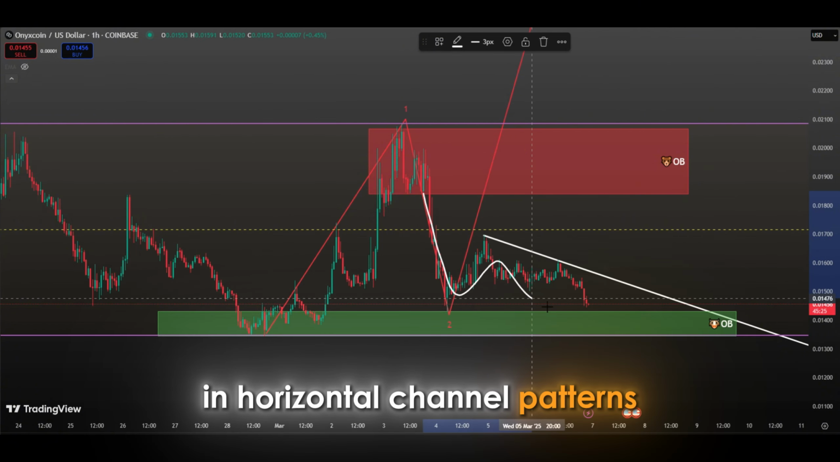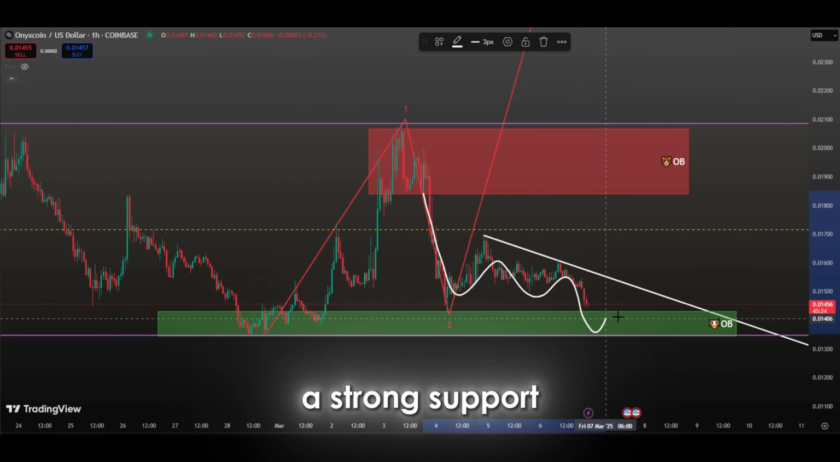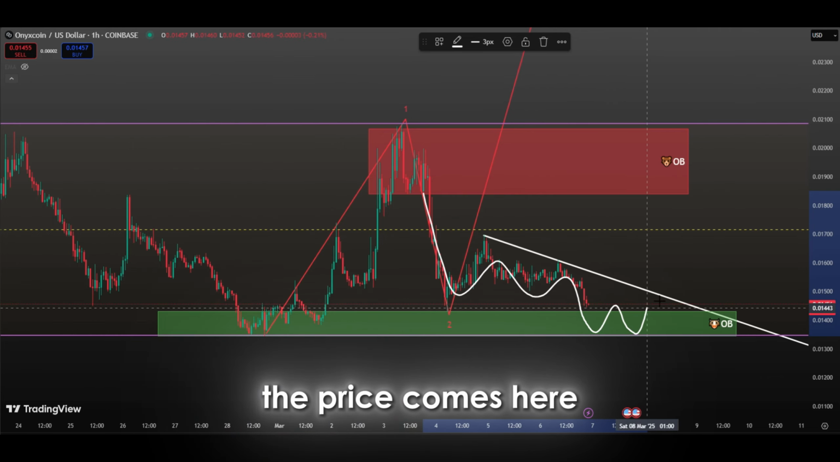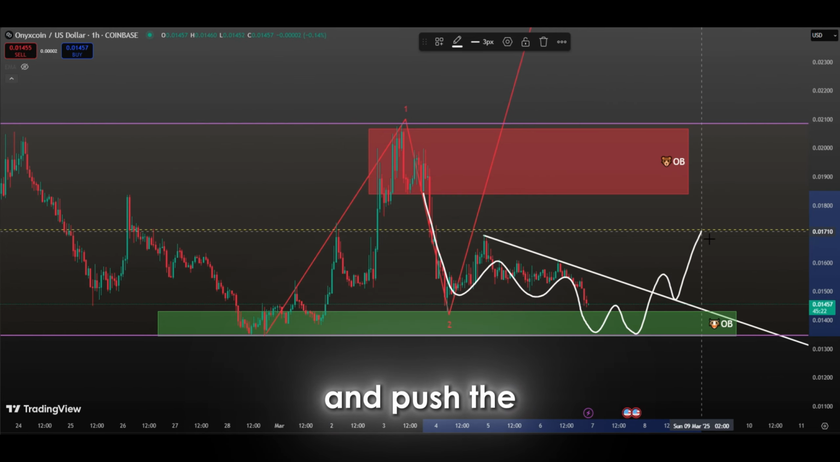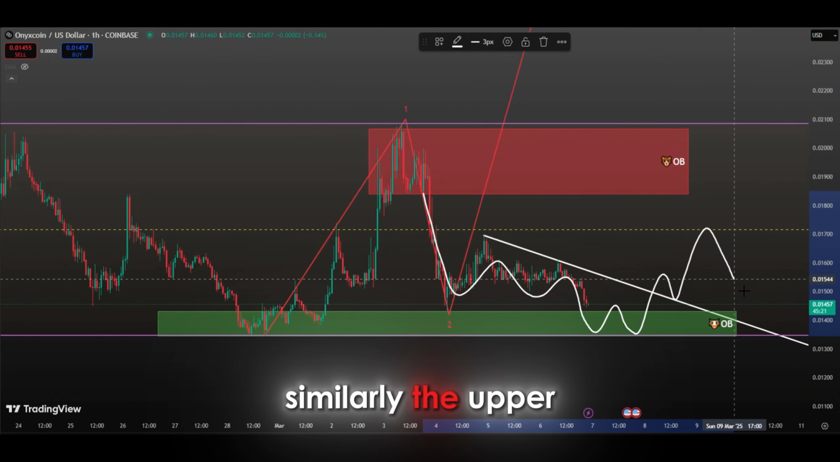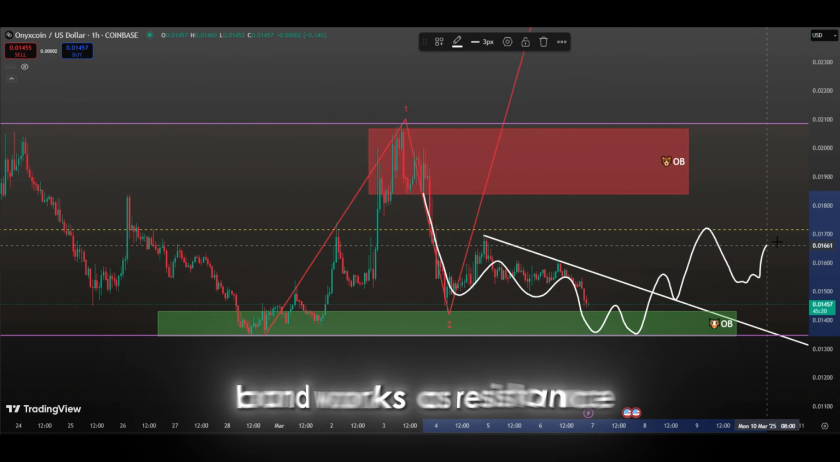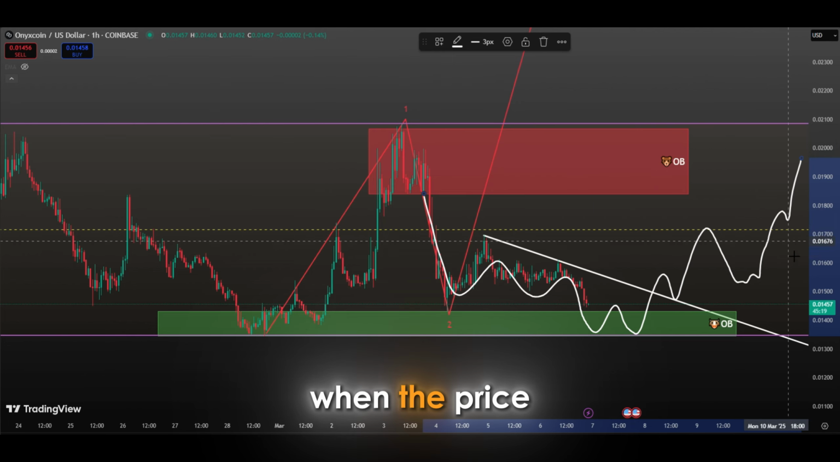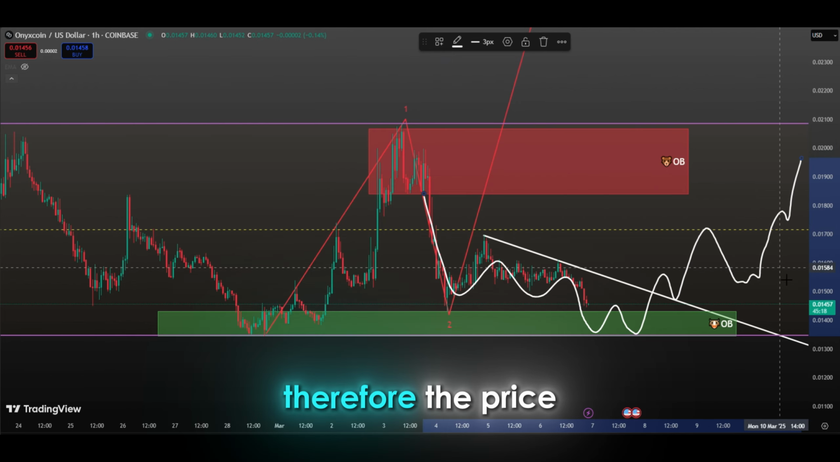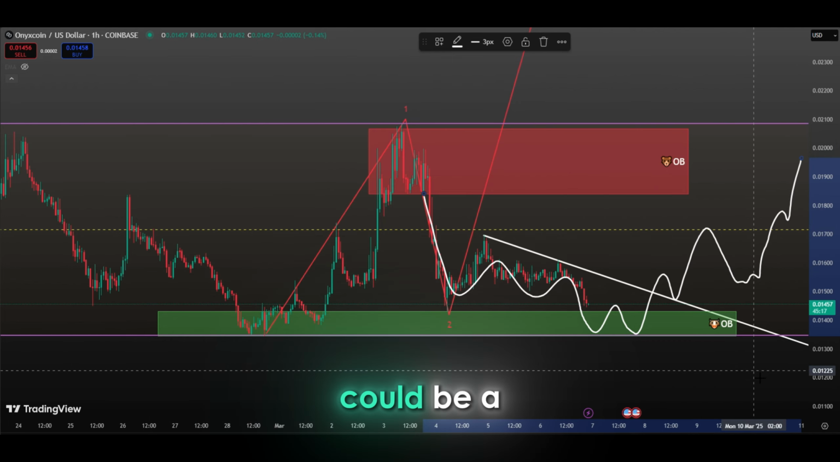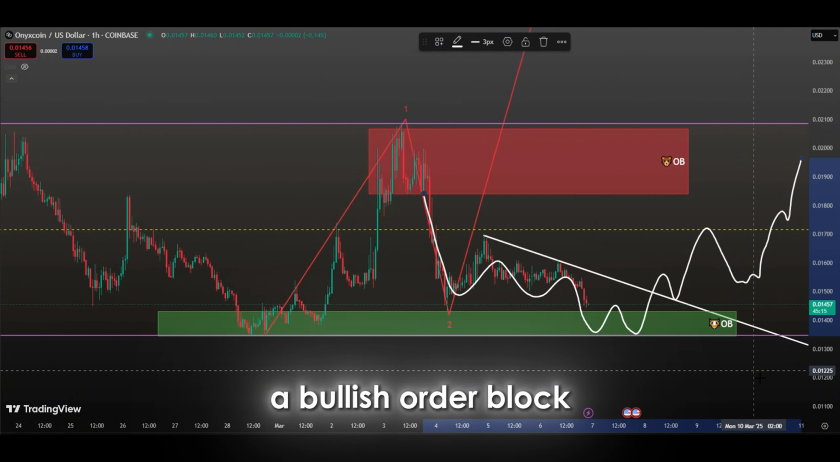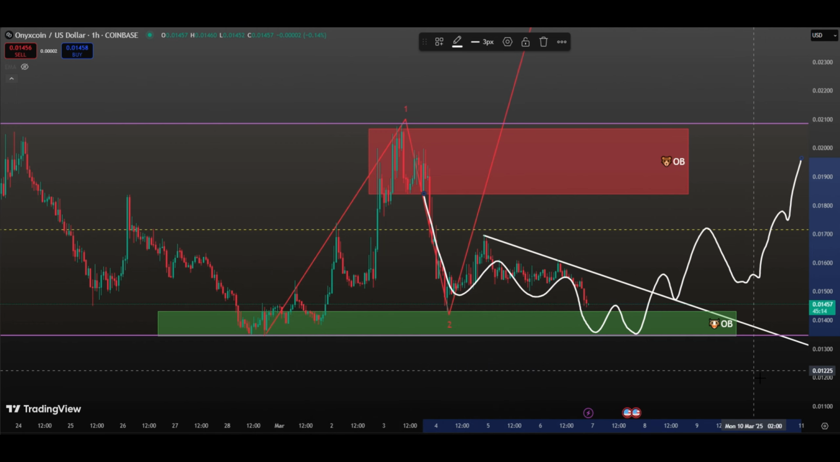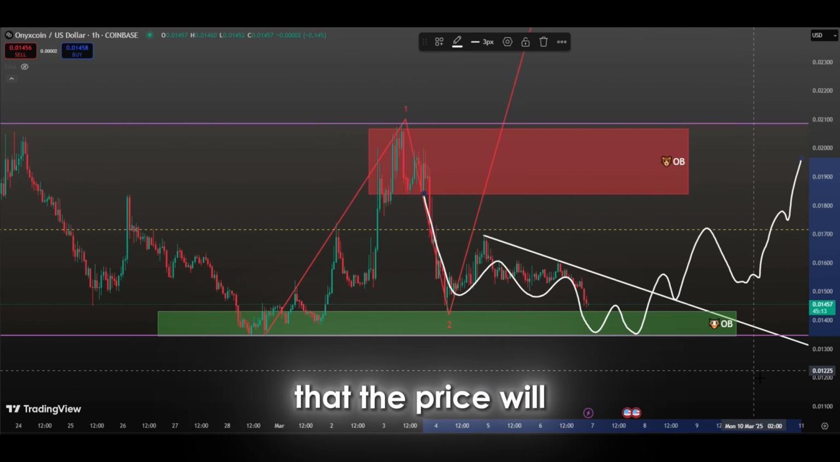In horizontal channel patterns, the lower band usually acts as a strong support because every time the price comes here, buyers step in and push the price upwards. Similarly, the upper band works as resistance and selling pressure may increase when the price reaches it. Therefore, the price approaching the lower band could be a sign that we are approaching a possible reaction zone. And there's already a bullish order block where the lower band is. This makes it even more likely that the price will bounce off it.